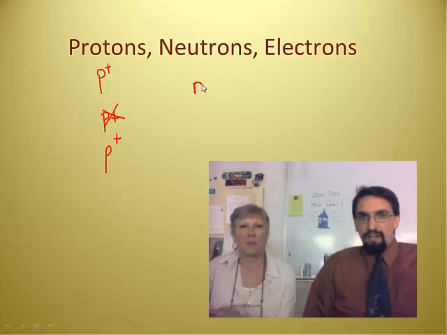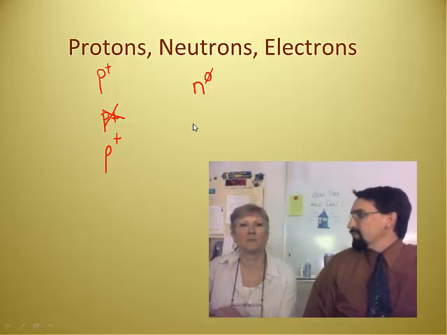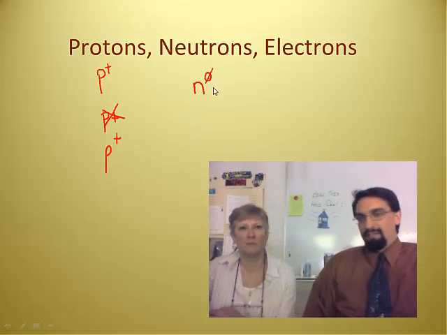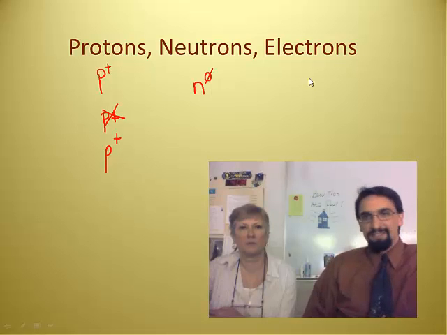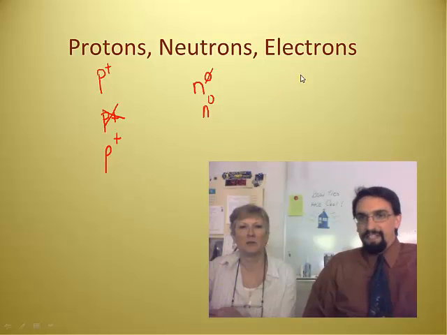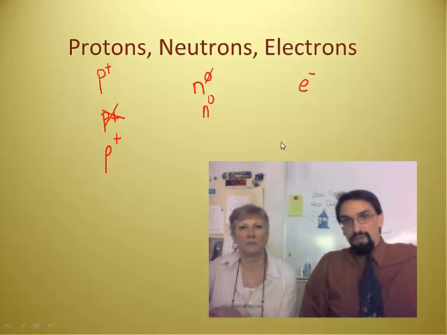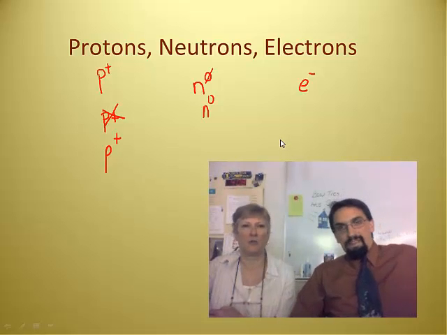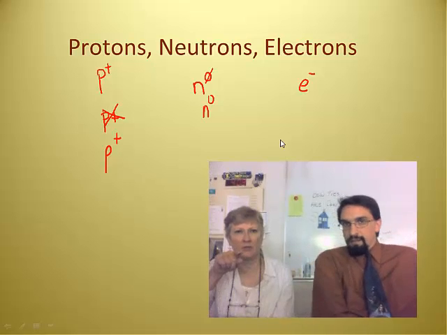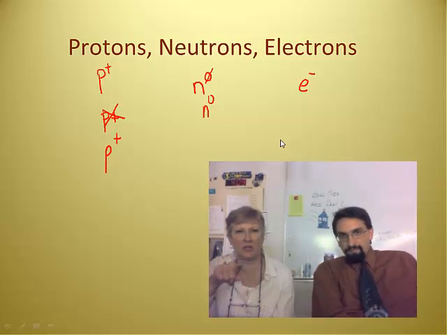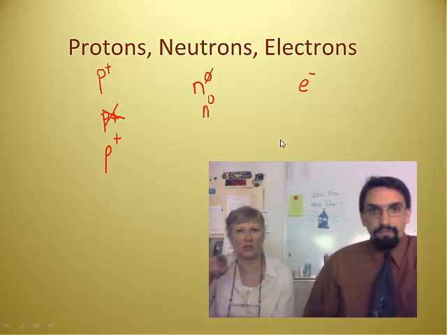Neutrons are n with a 0 up at the top there. Now, some people like to just draw the O. I sometimes write a slash through my 0, it's part of computer programming, but it doesn't really matter. Most people do it this way. And then electrons are like this. So we got three ways to abbreviate protons, neutrons, and electrons. Those little superscript things, what exactly do they tell you about the protons, neutrons, and electrons?